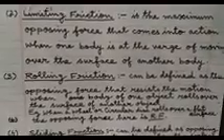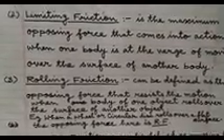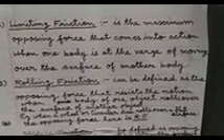Then the third type of friction is limiting friction, and limiting friction is the maximum opposing force that comes into action when the body is at the verge of moving over the surface of another body. So how will you define limiting friction? Limiting friction is the maximum opposing force that comes into action when the body is at the verge of moving over the surface of another body.